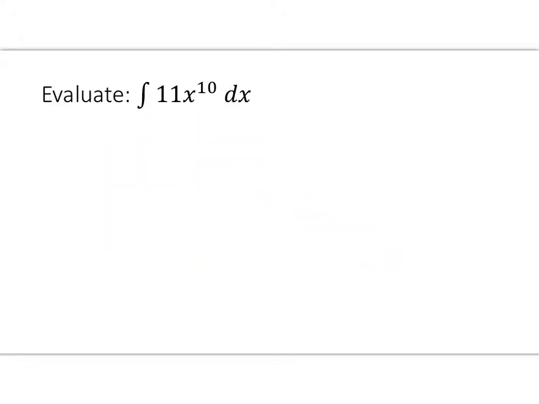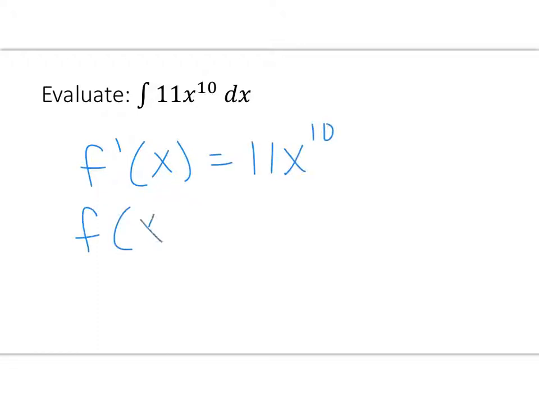All right, let's try another one. We want the integral of 11x to the 10th dx. This tells me that my derivative was 11x to the 10th. So the original function that I started with had to have been x to the 11th plus some constant, which we don't know what it is yet.